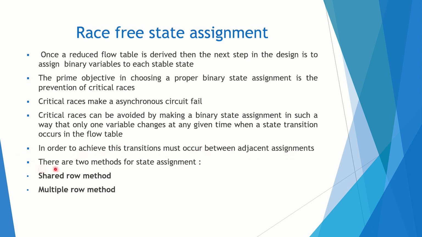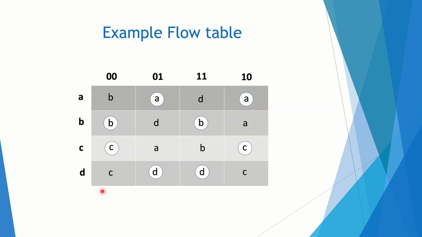So there are two methods of state assignment. One is the shared row method. This is the much more efficient one. And another one is the multiple row method, that is comparatively relatively easier. So we'll see the two methods, shared row method and multiple row method.